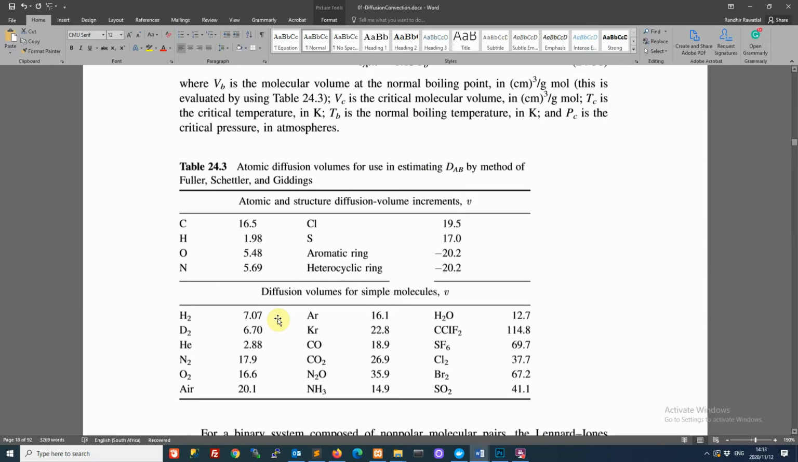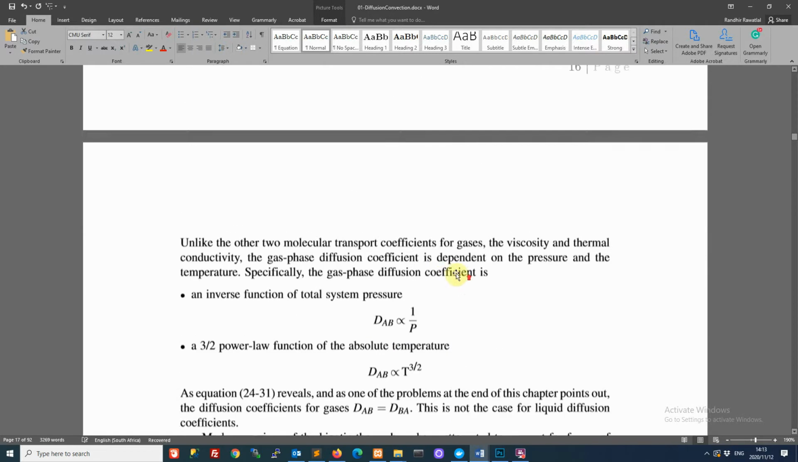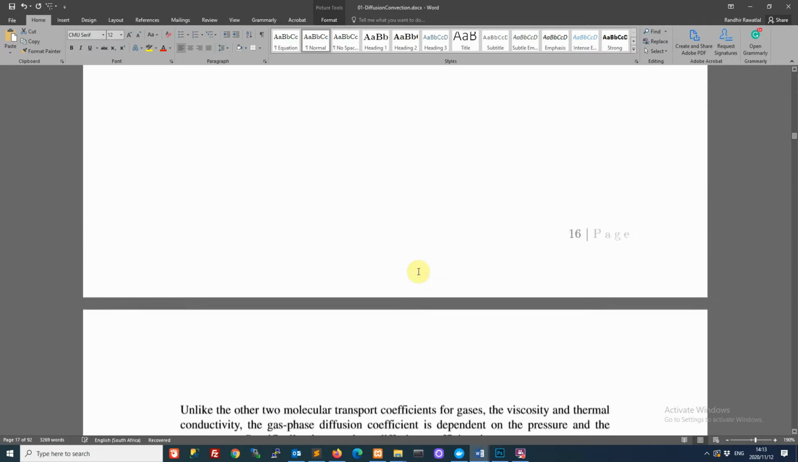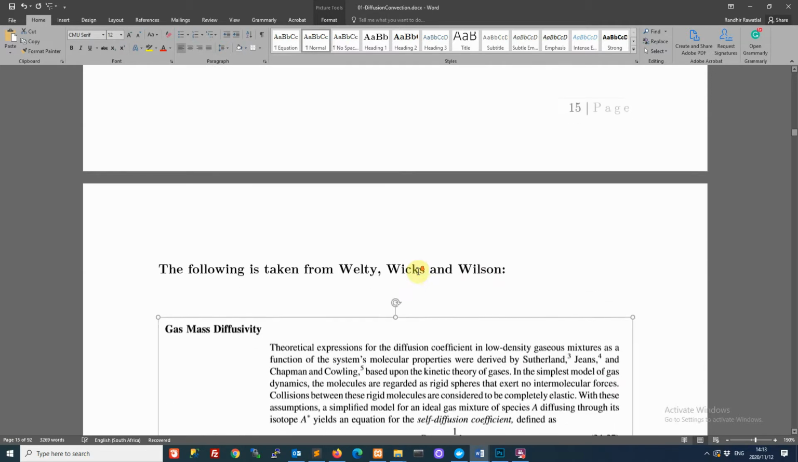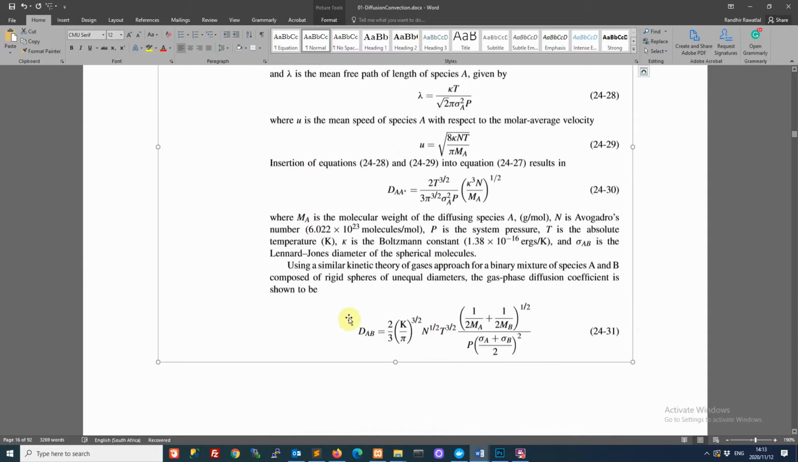From the molecular structure, we can estimate from the atomic centers, we can extract some features or some quantities, and then some other quantities are tabulated for the whole molecule. So by looking up the right quantities in the available tables, we can use the correlations and so estimate our diffusivity. In this first case, we were looking at the gas mass diffusivity, and so this is the eventual correlation.